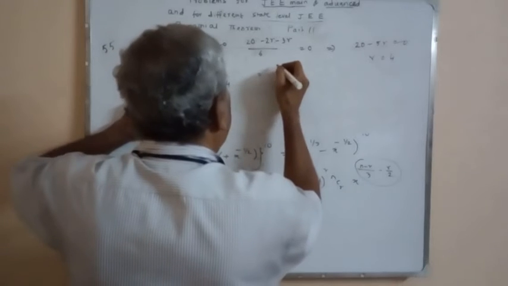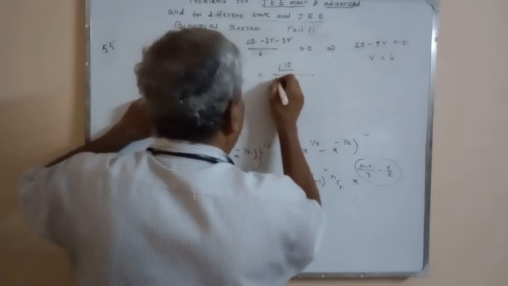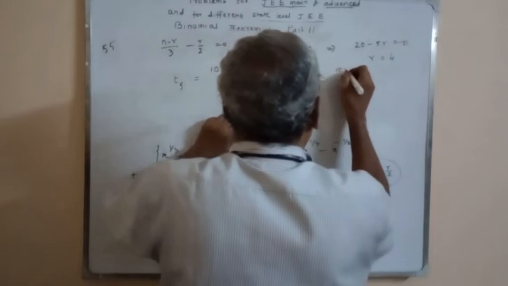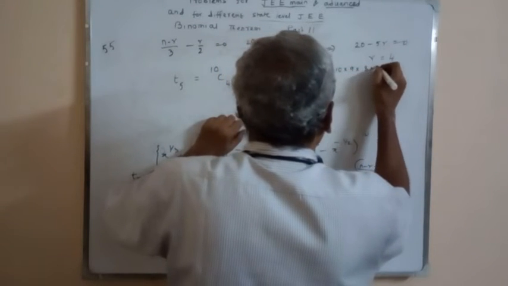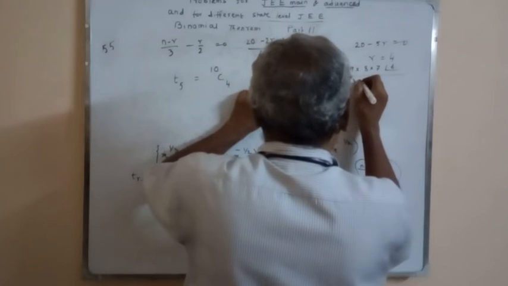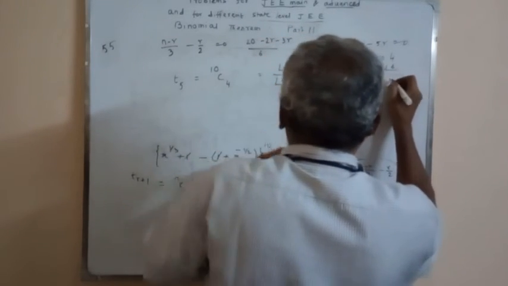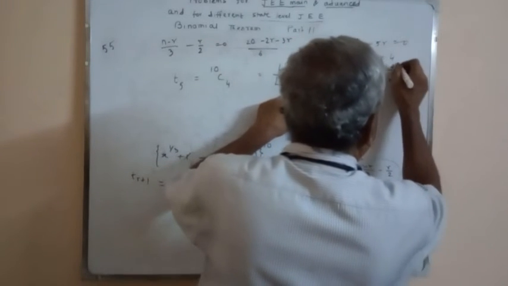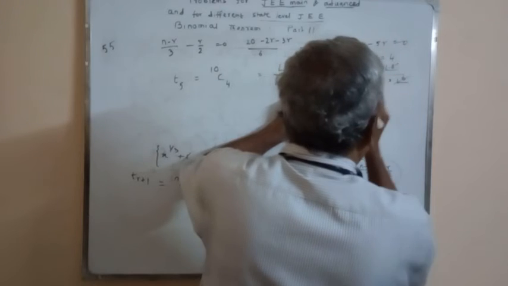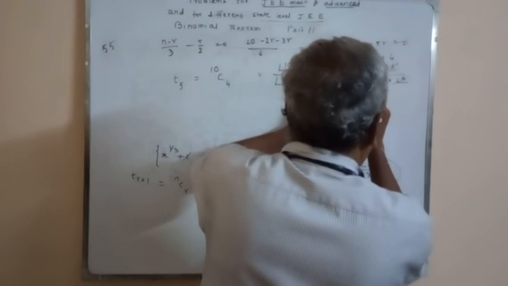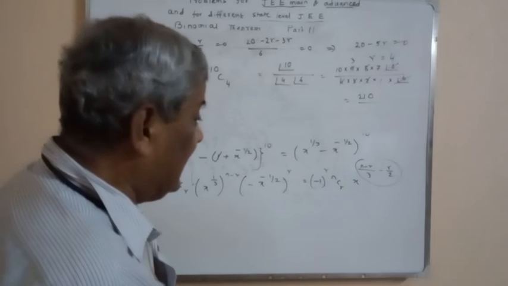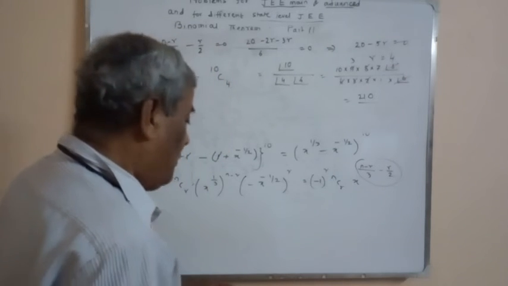10C4 means factorial 10 by factorial 4 into factorial 6. So it is equal to 10 into 9 into 8 into 7 into factorial 6, by 4, 3, 2 into 1 into factorial 6. So factorial 6 cancels, 8 cancels, 3 with that. So it is 10 into 3 into 7, which is 210, the coefficient of that expansion which is independent of x.